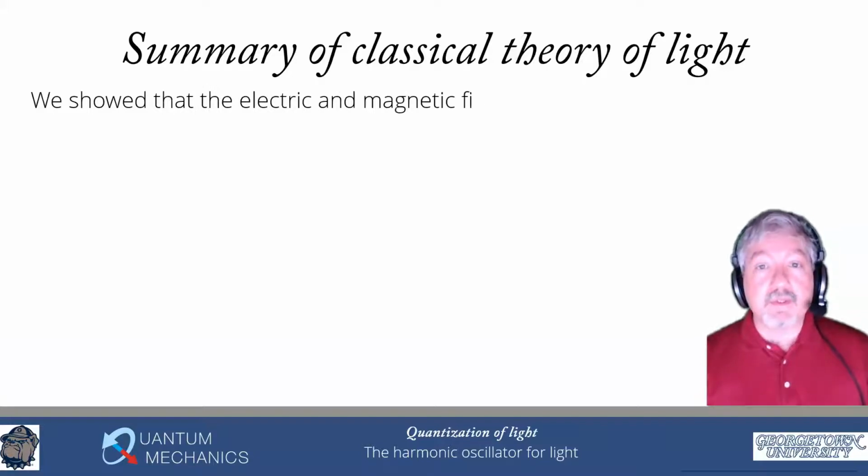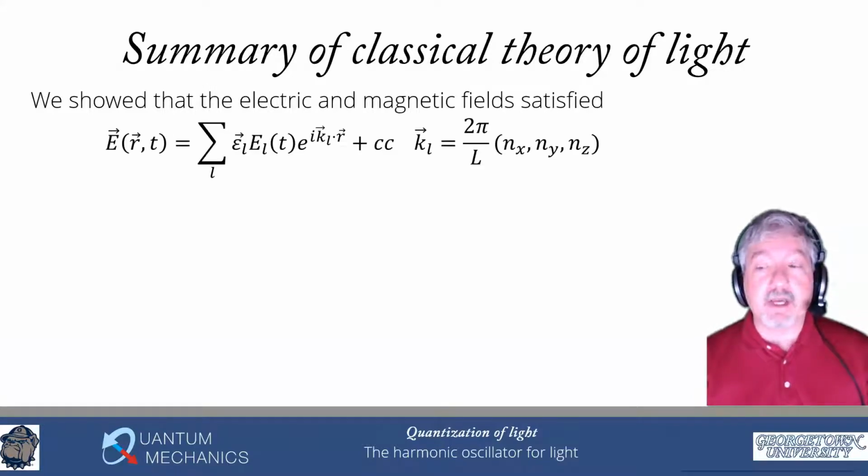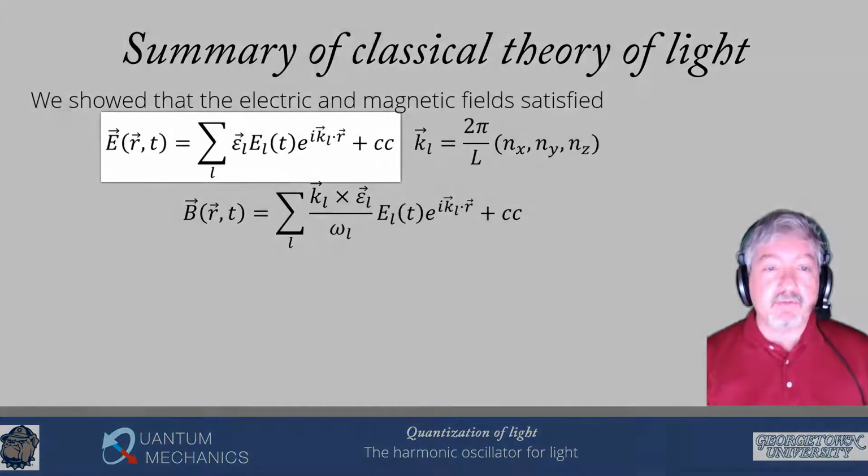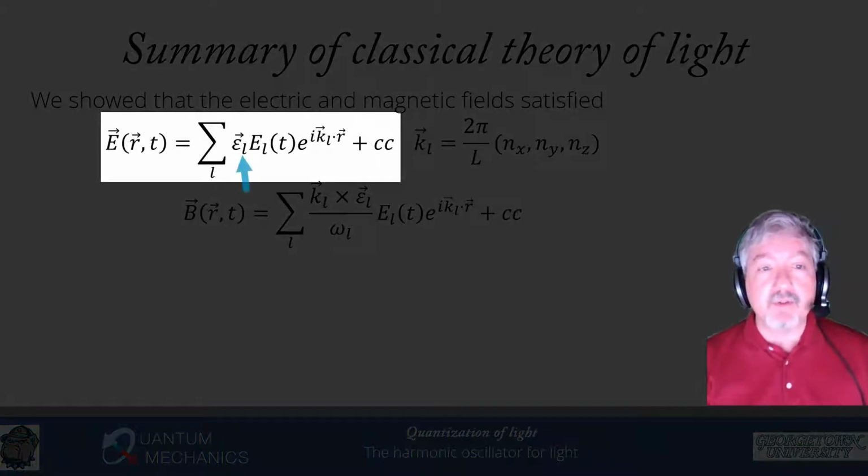So we're going to start off with a summary of the classical theory of light that we worked out in last class. There we calculated the electric field and we calculated the magnetic field. For the electric field, we have a sum over the different modes. We have a polarization vector. We have an amplitude that is time dependent of each mode. And then we had a spatial profile, e to the i k_L dot r, because it's a plane wave. And then we added the complex conjugate of that.